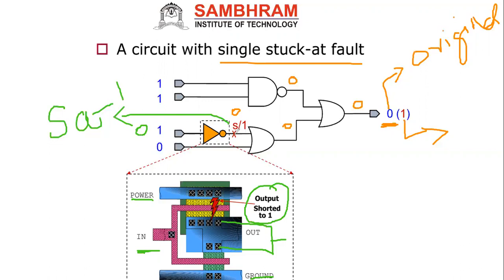We assumed here the output is stuck at 1, meaning permanently connected to 1. So when I give input 0, the output is 1. Okay, fine. But when I apply input equal to 1, my output is not changing. That means the problem is there in the output actually. Like that only we have to understand each and every stage.